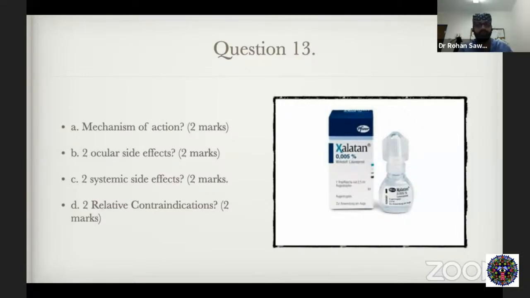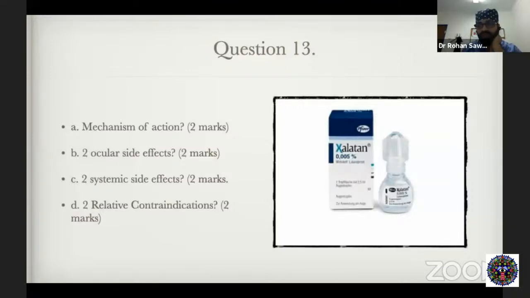Two ocular side effects. Hyperpigmentation, heterochromia, hypertrichosis. Periocular pigmentation is also increased. Yes, that's correct. Two systemic side effects.